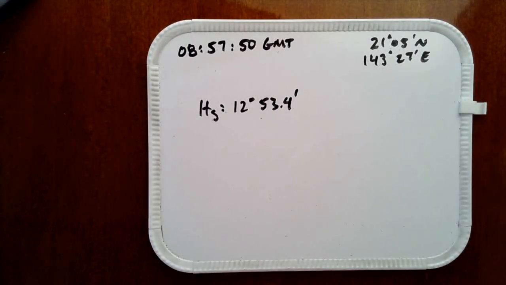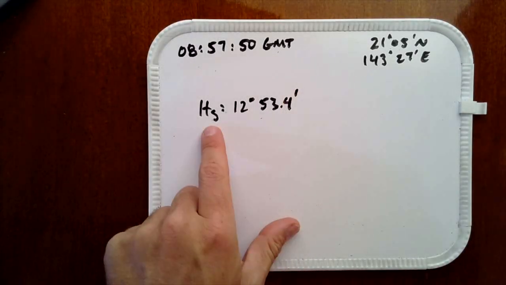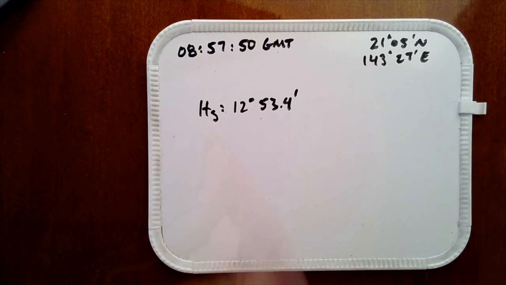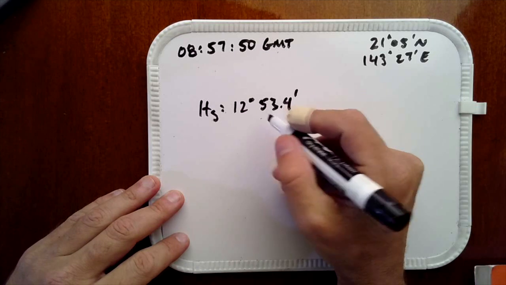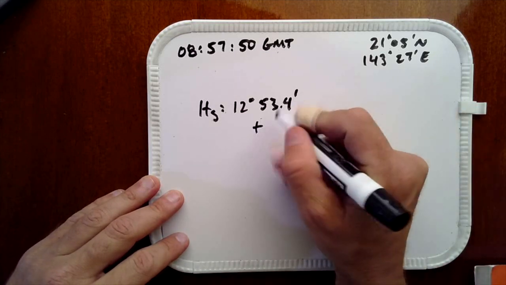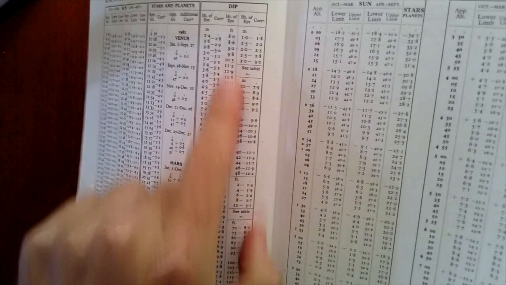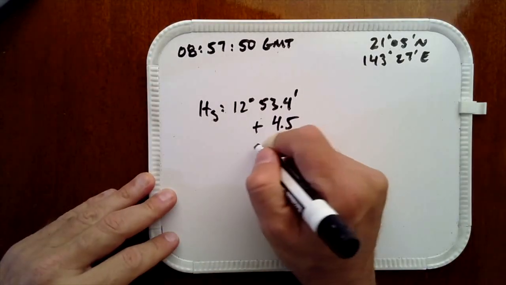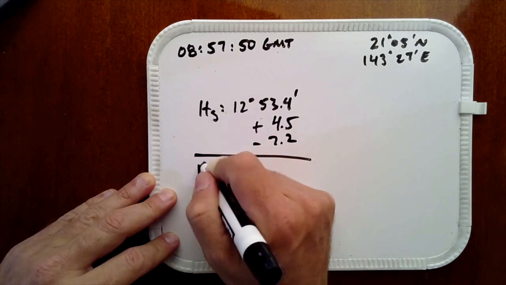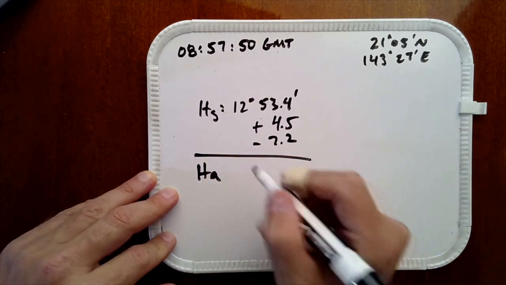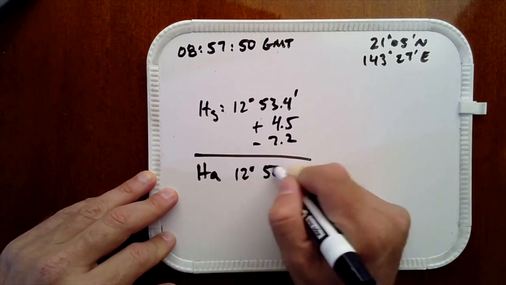Our next sight reduction is of a planet, Venus. So step number 1, we'll take our HS and convert it to an HO. In the problem, it stated that we have an index error, so an index correction of plus 4.5. And our height of eye was 55 feet. So we can pull out our correction of negative 7.2. That gets us to an HA, a height apparent, of 12 degrees 50.7.